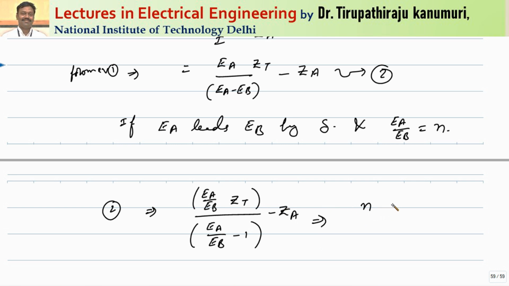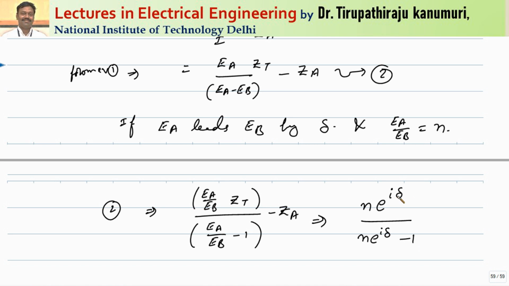This will be N into, because they are having the angle also, delta also, because any phasor we can represent as the magnitude multiplied by e to the power of j theta. So we already know e to the power of j theta, which is represented as e to the power of i theta in some books. So this can be written as N into e to the power of j delta divided by N into e to the power of j delta minus 1.